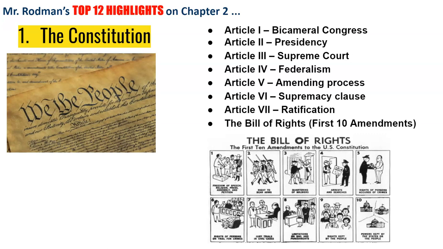Let's start off by talking about the Constitution. We've got 7 articles. We have 27 amendments, including the first 10, which are the Bill of Rights. We'll talk about that in a second.